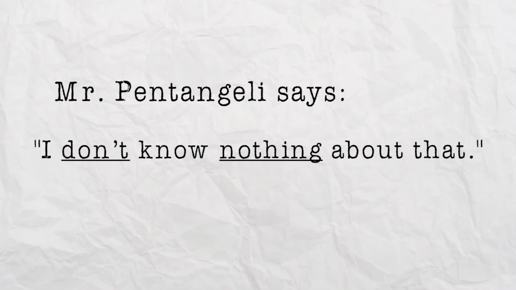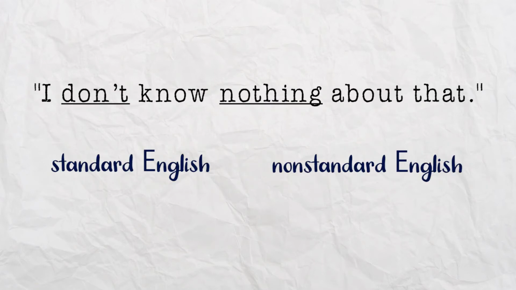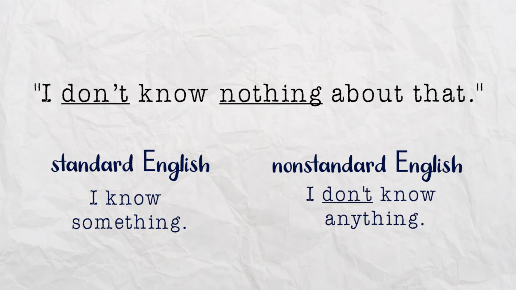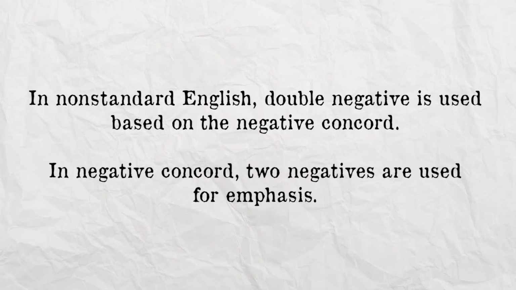He says, I don't know nothing about that. But in standard English, you would say, I don't know anything about that. If you see double negative, you say, I don't know nothing about that, it means I know something about that. And then again, he uses double negative, but he means a single negative. So what is happening in his English, which is non-standard English, is that when you use double negative, you use it based on negative concord. And in negative concord, you use two negatives, but they don't cancel each other out. They are emphatic. They emphasize each other.